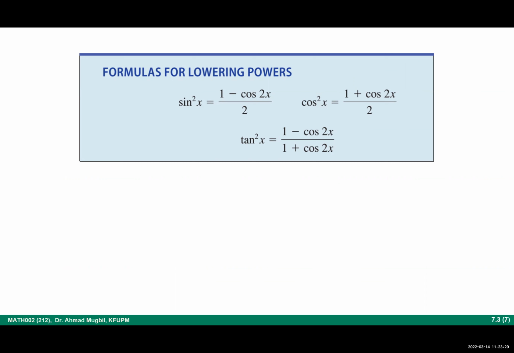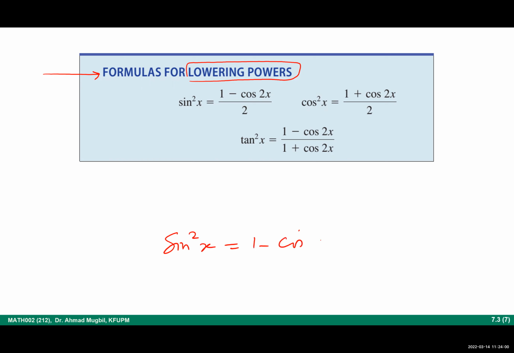The second part is about formulas that can be called formulas for lowering powers. Now, we had in the previous formulas how to convert the angle from the double to the angle, right? When you have the double of the angle, you can write it in terms of the angle. Now, if you have it in terms of the angle, you can convert it to the double, but you will reduce the power.